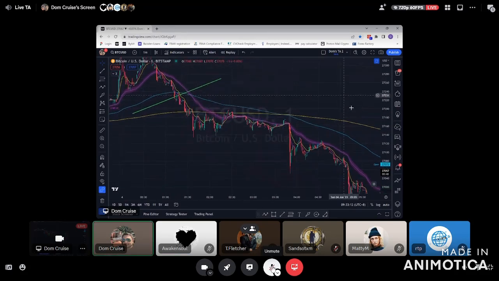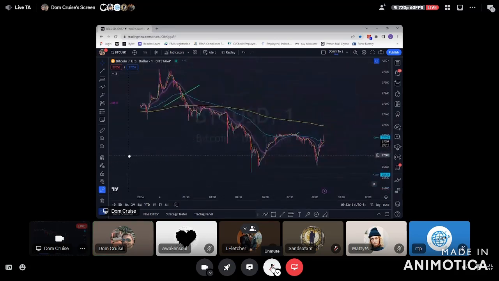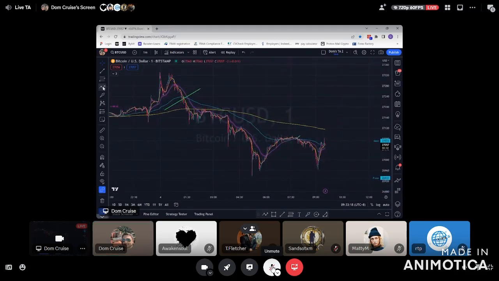And then look at that. You can see the leg down, leg up, leg down. So there you go. First leg down, and then you've got the second leg down.